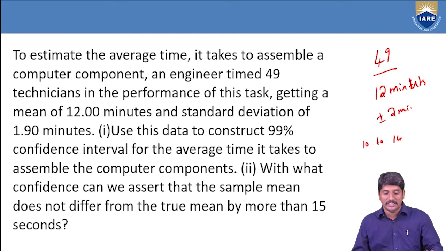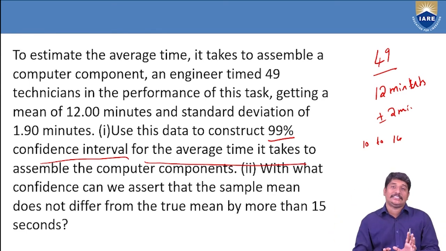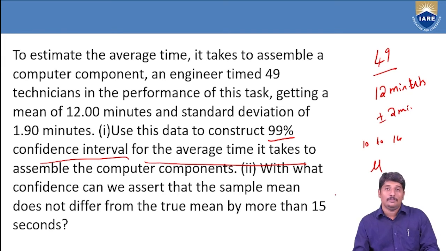Now, by using this data, we have to construct a 99% confidence interval for the average time taken by the whole set of TCS-employed network engineers to assemble the computer components. There are several thousands of hardware experts working, so we want to estimate mu, the average time taken by all the network engineers working under TCS.